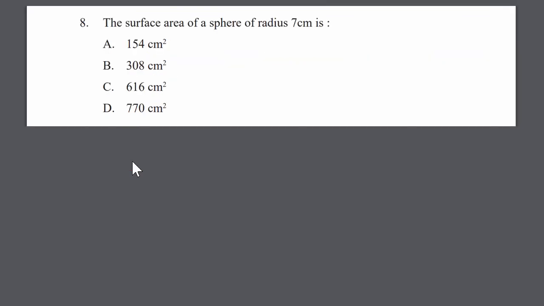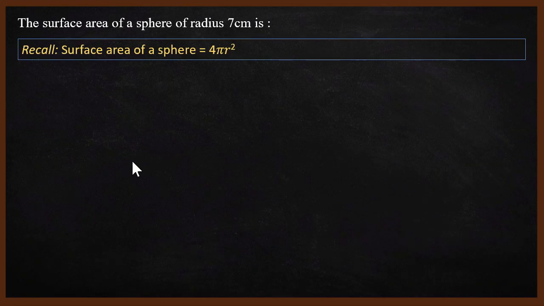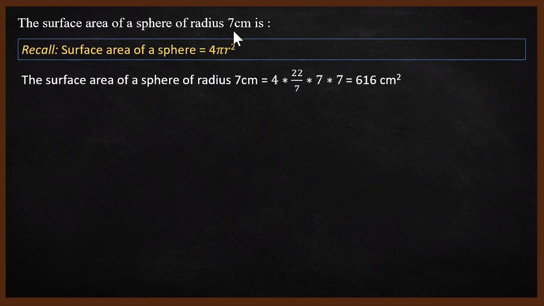Final question, which is the 8th one. Surface area of a sphere of radius 7 centimeter. Okay, so it's a sphere and it has a radius of 7 centimeter. What is the surface area? This is a straight formula question. If you know the formula of surface area of a sphere, which is 4 pi r square, you substitute for r and you get the answer.